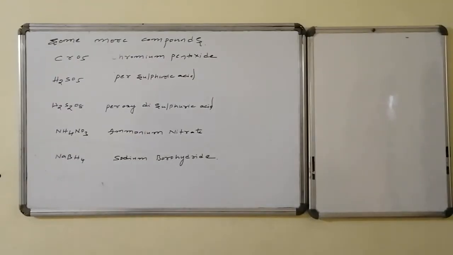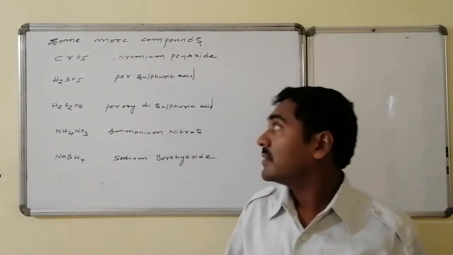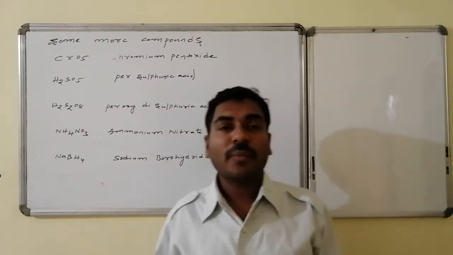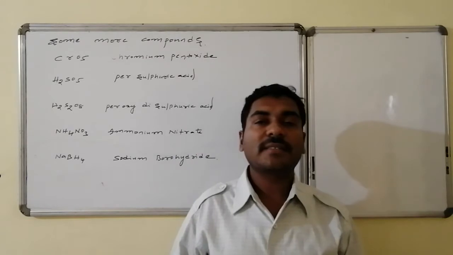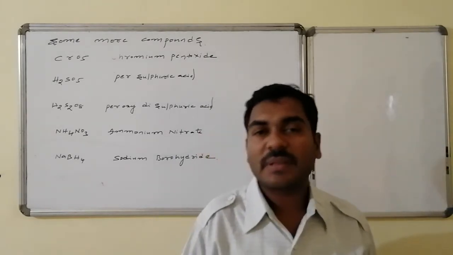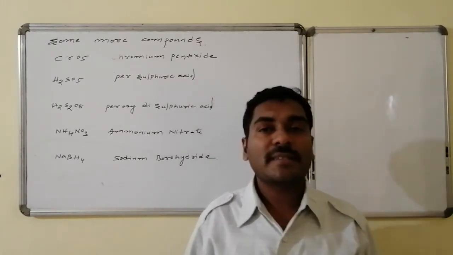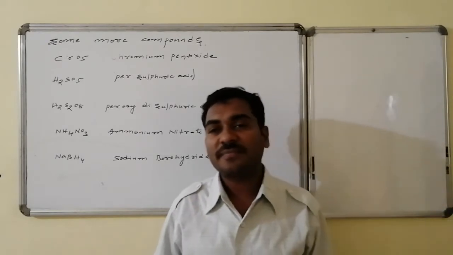Some more compounds for the discussion of structure followed by the oxidation states. The first one is chromium pentoxide, CrO5. Chromium has a 3d4s electronic configuration, that is, group 6B. The maximum it can show is +6 as the oxidation state. But as per the number of oxygens, it is showing +10 as the oxidation state, which is abnormal.